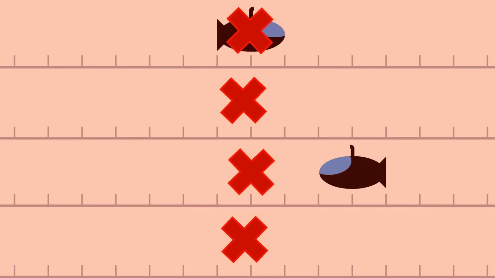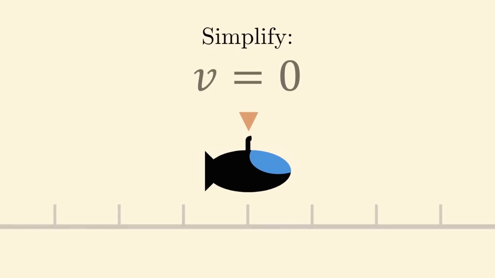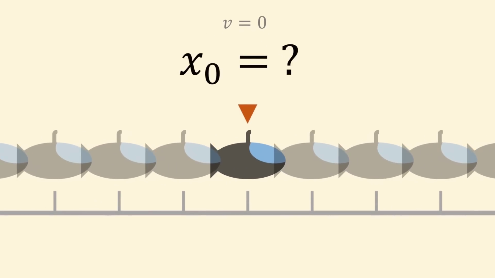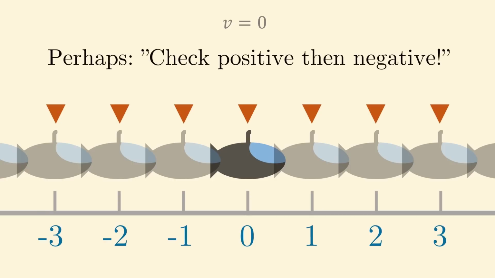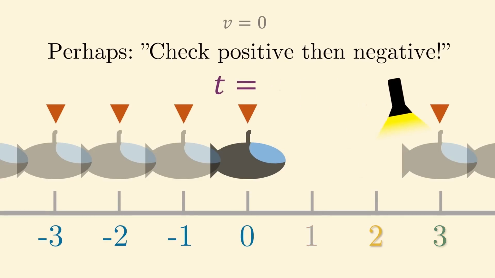A good problem-solving strategy is to simplify. Let's consider the stationary case, where the velocity equals 0, and see if it gives us some insights. The submarine can still be at any integer, and somehow we need to search through them all. Perhaps we think, let's first search the positive numbers and then the negative. At time 1, we check 1, then 2, 3, and so on. The problem is, this will literally take forever, and we'll never get to the negative numbers.